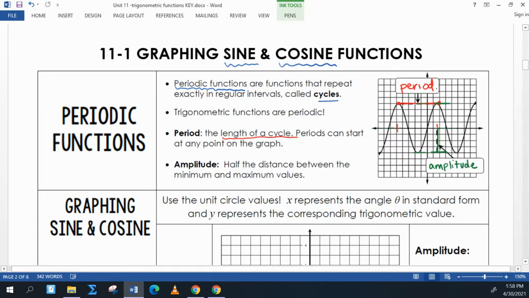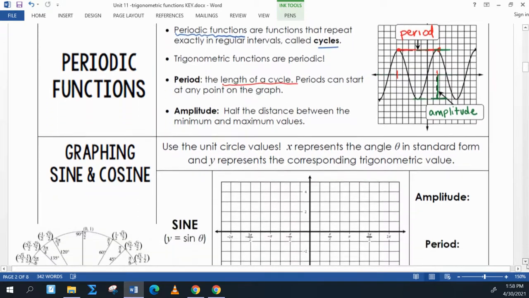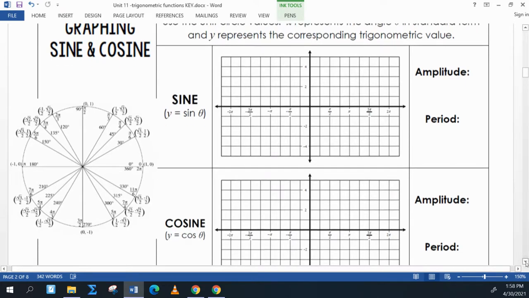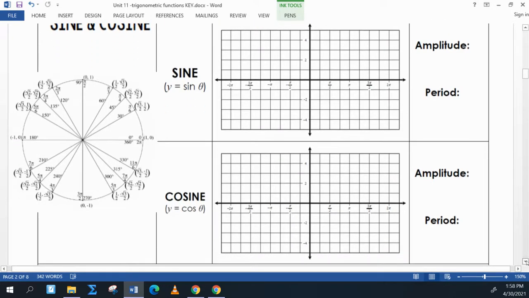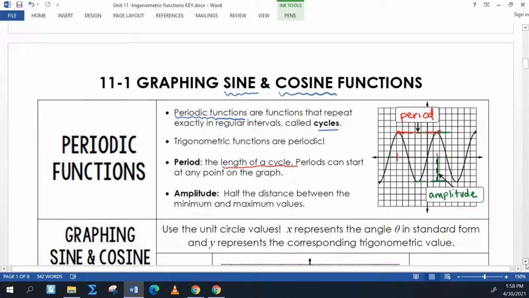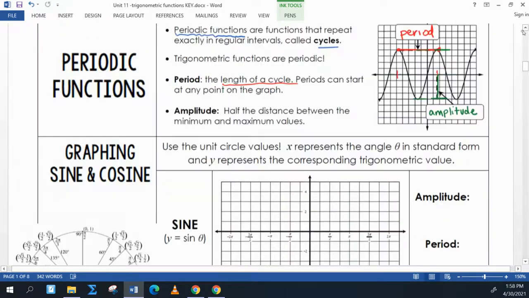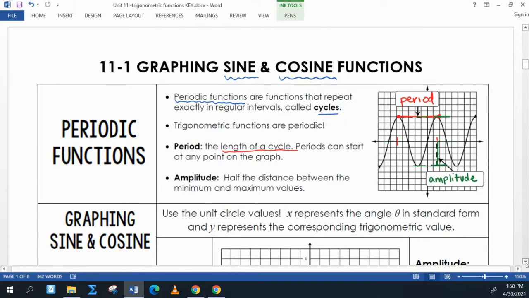The period and the amplitude are going to be a huge key when we're graphing and when we're writing equations. So let's show you how this works. We're going to graph both of these curves right here. We're going to start off with the sine curve. We're trying to make it so we can see both the sine and the cosine.